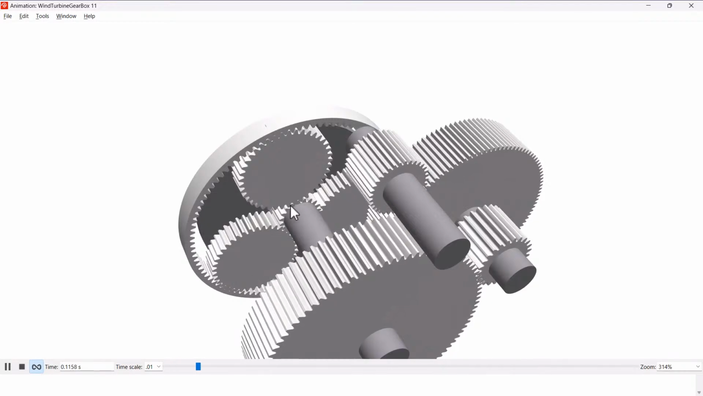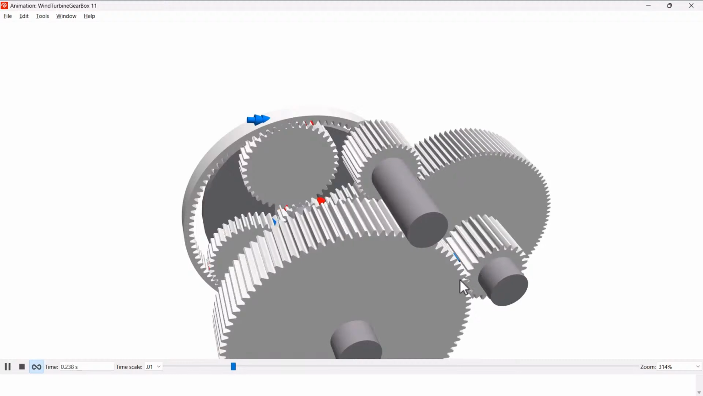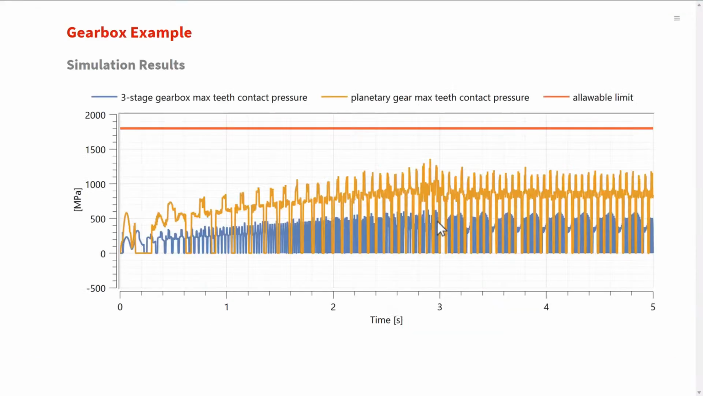So the forces I am going to show are located at this point and this point. The first is the contact point between one of the planet wheels and the sun wheel, the point I show, and the second is the contact between the first and the second wheel in the 3-stage gearbox, the second point I show. These have the largest contact pressures. I chose these points on purpose because they show the high contact pressure when I look at the simulation results.